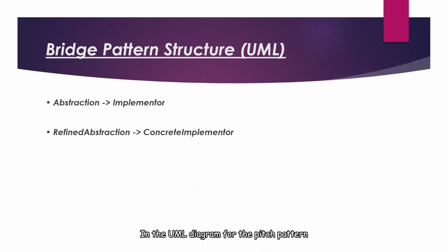In the UML diagram for the bridge pattern, we have the abstraction class, which defines the high-level control flow. The refined abstraction extends this abstraction. The implementer interface provides the low-level implementation details, and the concrete implementer class contains the actual implementation. The key point here is that abstraction and implementer are separate, allowing for independent evolution. You can swap or modify the implementation without affecting the abstraction layer, making your system more flexible and extensible.